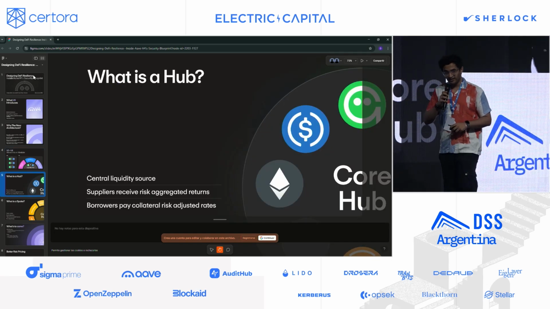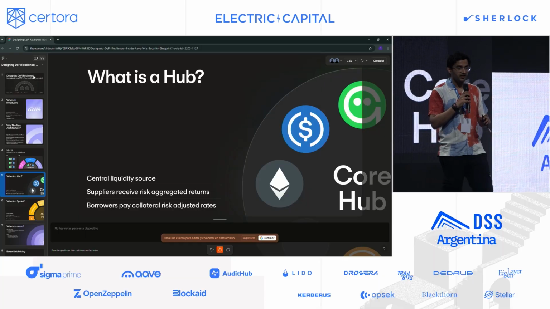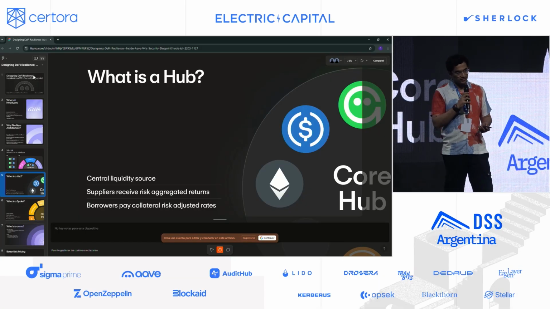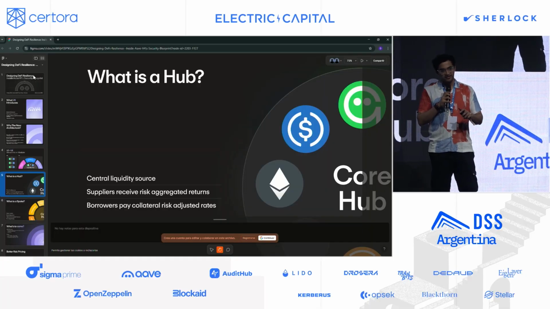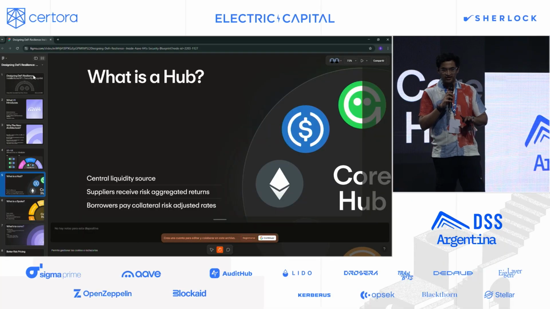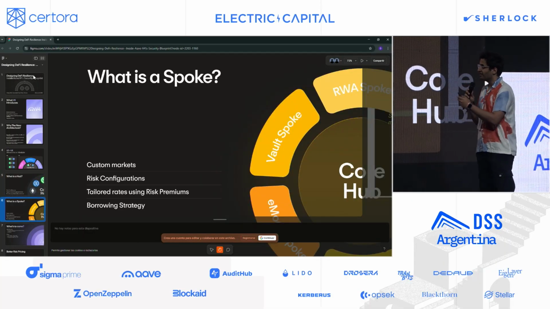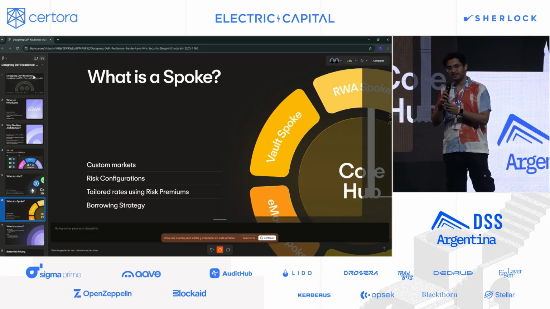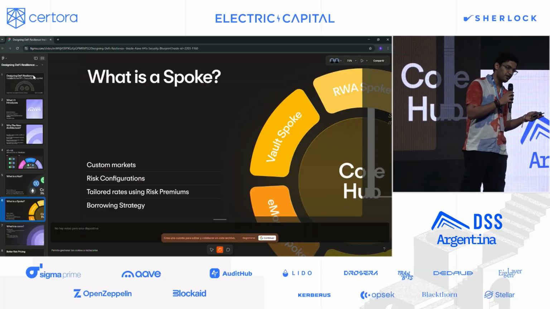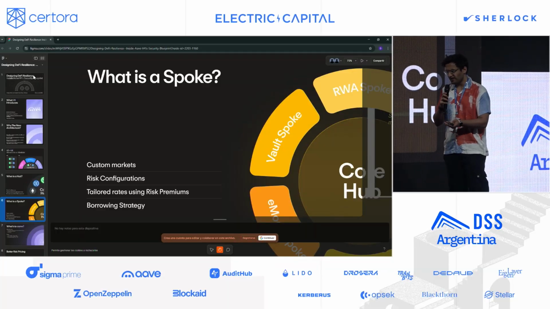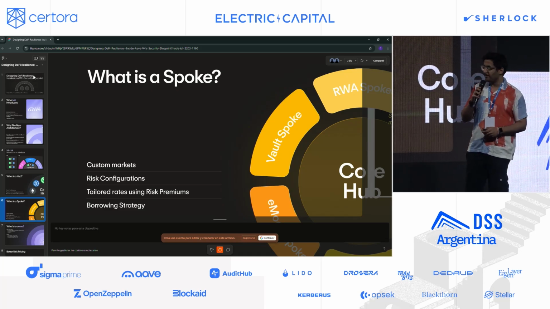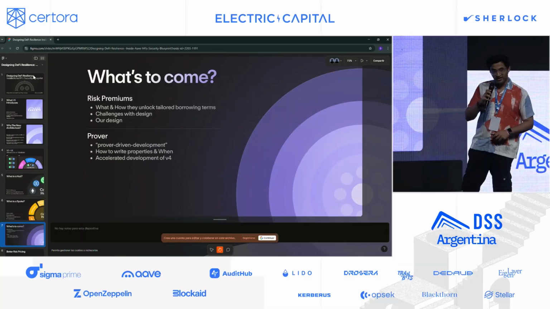The first component, the hub, is the central liquidity source. It's an extremely simple contract. It's supposed to be as extensible and modular as possible. The idea is that it only tracks the total supplied, the total borrowed, and the total owed assets, and it does not try to do anything else. When we have a spoke, this is where users shop for different borrowing terms. It doesn't necessarily need to be a lending market. It can be any kind of exotic thing that can access and use deep liquidity, some of which we'll see in a while. What's to come in the talk?